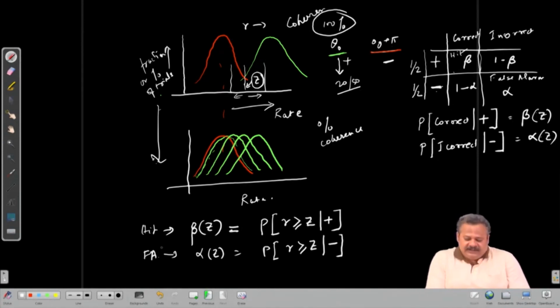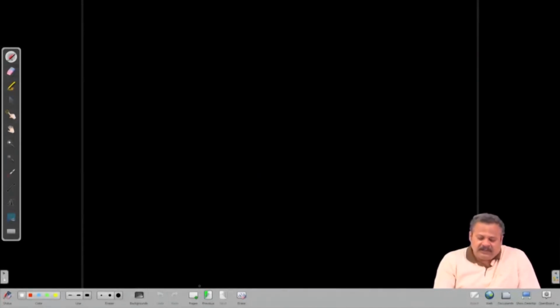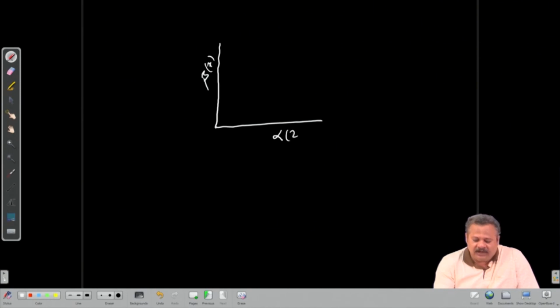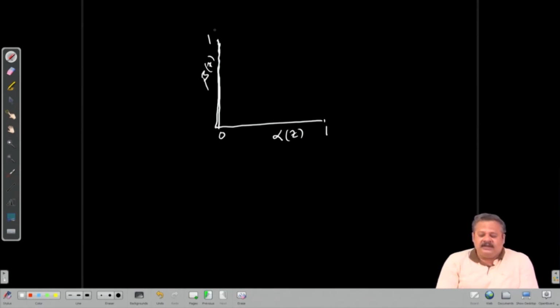We will now see how to analyze this using what we call the ROC curve, or receiver operating characteristics. In that, what we will see is basically a plot of alpha and beta as a function of Z. Alpha and beta are going to be what we have said, the hit and false alarm, and since they are probabilities, they would range between 0 and 1, and here also 0 to 1. For varying Z, we will have different kinds of performances, different kinds of alpha and beta, which is what we call the receiver operating characteristics analysis.